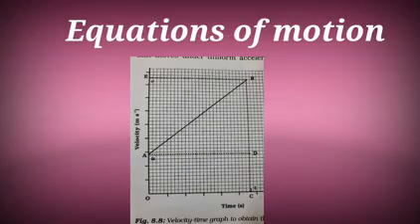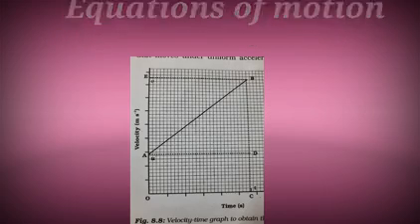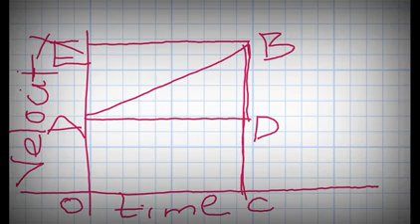Dear students, in today's session, we are going to see the remaining two equations of motion. In the previous class, we discussed the first equation of motion, that is V is equal to U plus AT. Look at this graph. Already we have discussed OA is initial velocity and BC is final velocity, OC is T, that is time. Then the change in velocity is acceleration, that is (V minus U) by T.